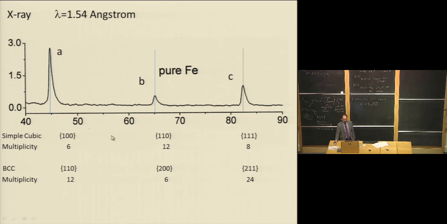multiplicity of B. So if you look at the simple cubic, we identify the first peak as 1, 0, 0, the second peak as 1, 1, 0, and the third peak as 1, 1, 1. The multiplicity of B is bigger than the multiplicity of C, so there's no reason you would ever get the C peak to be bigger than the B peak. However, for BCC, the multiplicity of the C peak, 2, 1, 1, is 24, whereas the multiplicity of the B peak is 2, 0, 0, so C should actually be bigger than B.